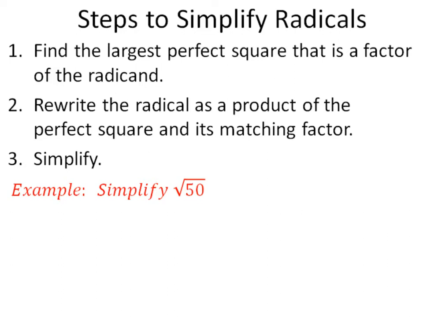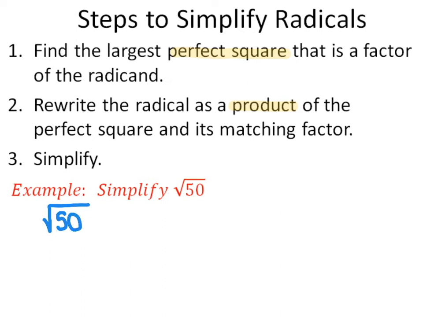Now, in order to simplify a radical, you must first find the largest perfect square that is a factor of the radicand. Then you're going to rewrite the radical as a product of the perfect square and its matching factor, and finally simplify. Our first example asks us to simplify the square root of 50.